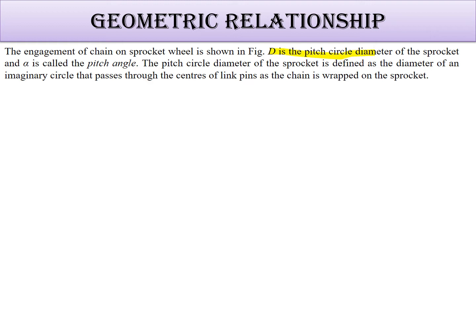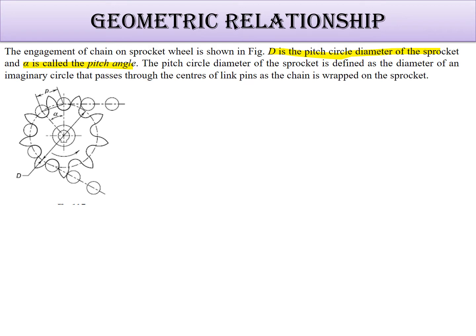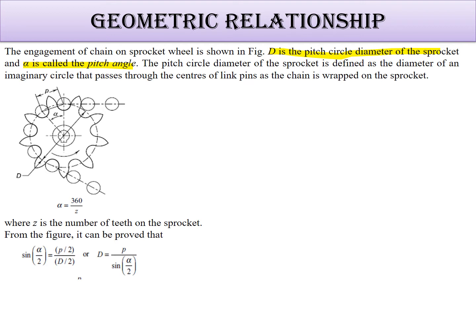Here D is the pitch circle diameter of that sprocket, alpha is the angle, it is the pitch angle. So this is the sprocket here, this is how it is done. So alpha is this angle and this is the pitch, that is the distance between these two links. Okay, we knew that. Now the alpha is equal to what? 360 divided by z. Definitely based on that you will get alpha. So z is nothing but the number of teeth on the sprocket.